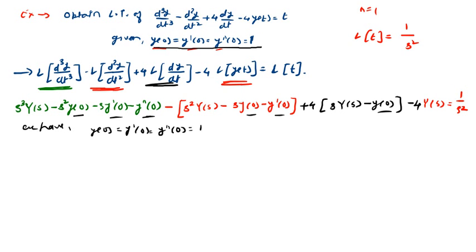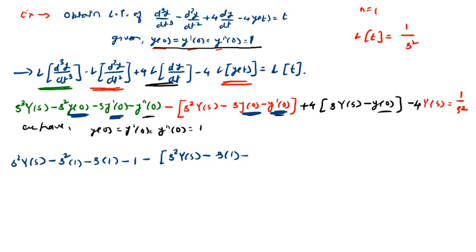So this will become s square, the first term as it is, minus s square, and this term is equal to 1, into 1 minus s. Again y dash of 0 is 1, minus this is also 1, minus s square y of s, minus, again, the value y of 0 is equal to 1, so this will be into 1, plus 4 into s y of s minus y of 0, which is again 1, minus 4 y of s, is equal to 1 by s square.